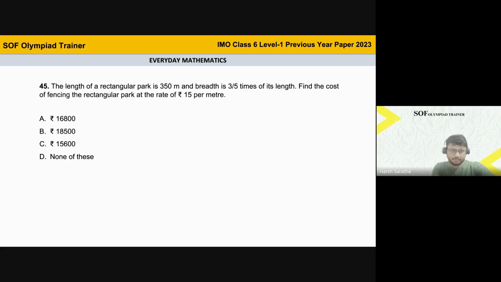Let's do it, beta. So now we have a rectangular park like this, whose length is 350 meters, and the breadth of the park is 3/5 of the length. So the breadth will be 3/5 of the length, and the length is 350. So 3/5 of 350: 5 into 7 is 35, and 0. So when you solve it, you will get 210 as the breadth of the rectangle.